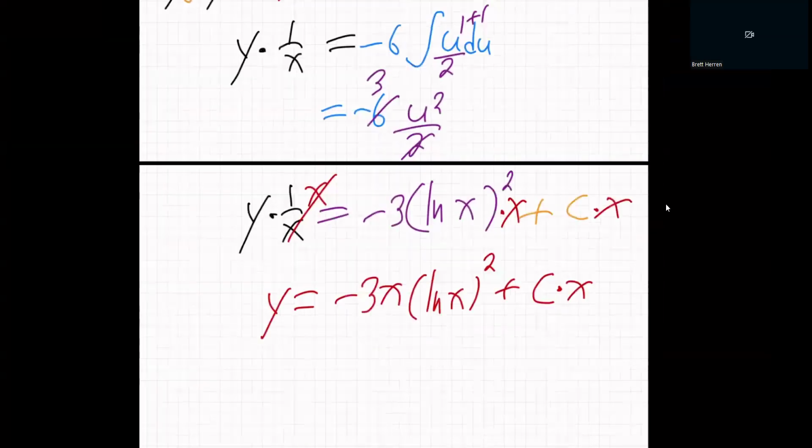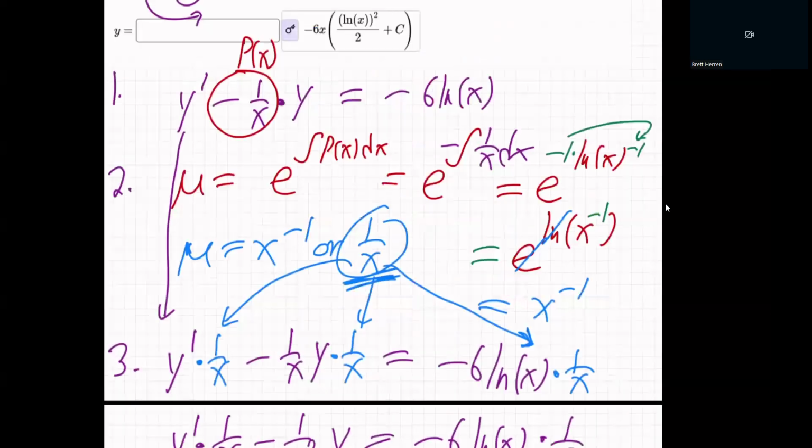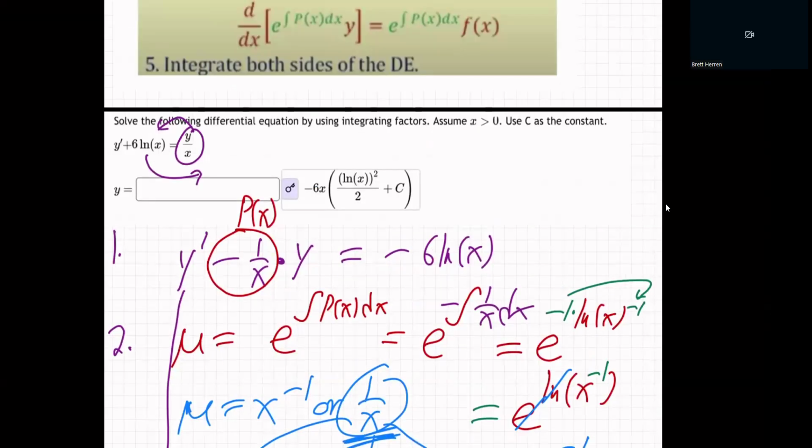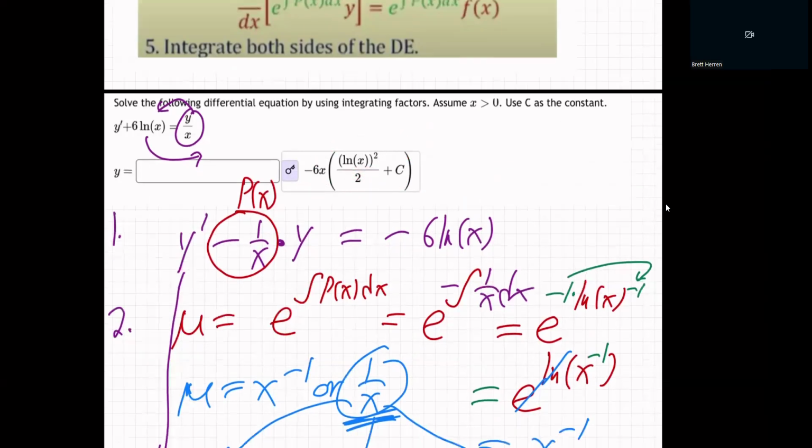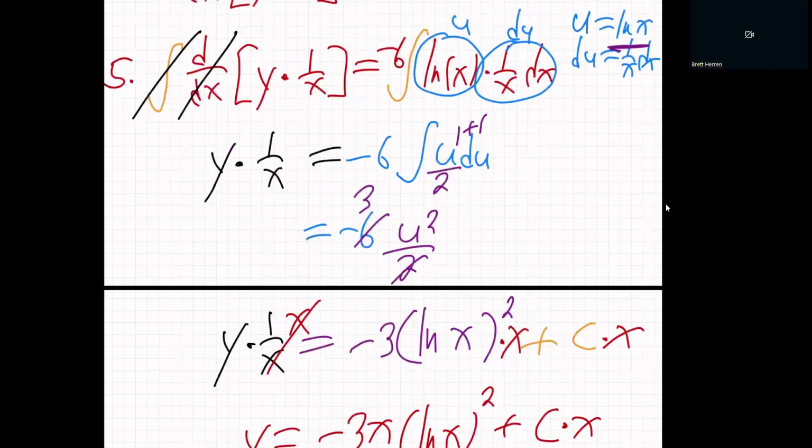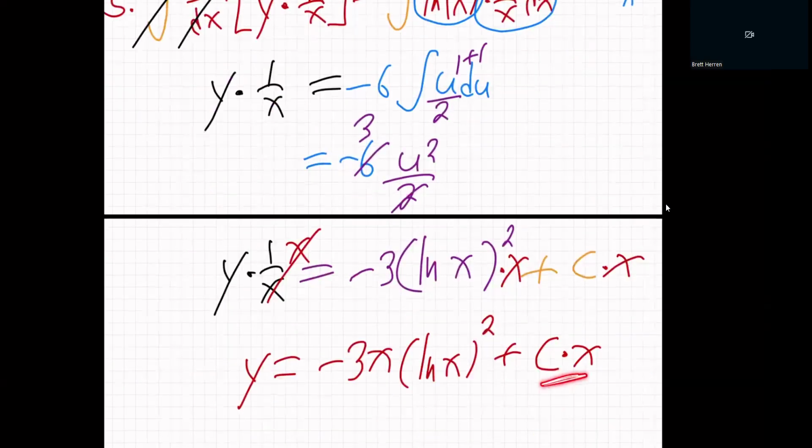Let's go check. Is that the right answer? Minus 3x, natural log of x squared. They wrote it a little differently. If you divide these out, it'd be minus 3x, natural log of x squared. The constant, now you think, well, minus 6x times the constant. And I just have, you might say, well, yeah, but you just have c, but that's the same thing. It's a constant, so it'll work. They will take that answer. And so there we go.